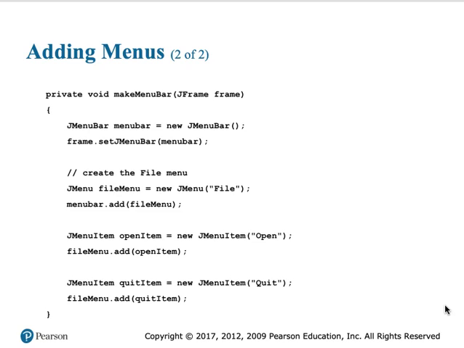I'm sorry, let me rephrase that. You make a menu bar object, then you make a menu object, which is one of the elements on the menu bar. Then you make a menu item, which is one of the objects on the menu, which is one of the objects on the menu bar. And there's a lot of code that goes into making that.